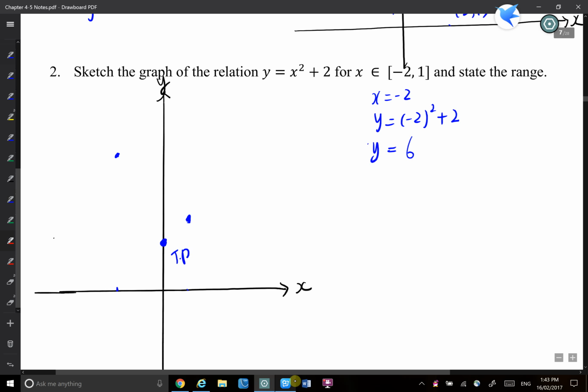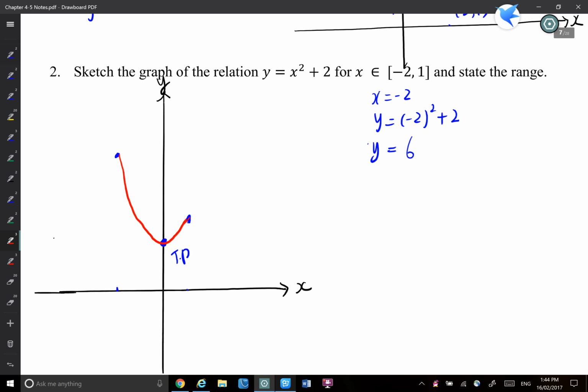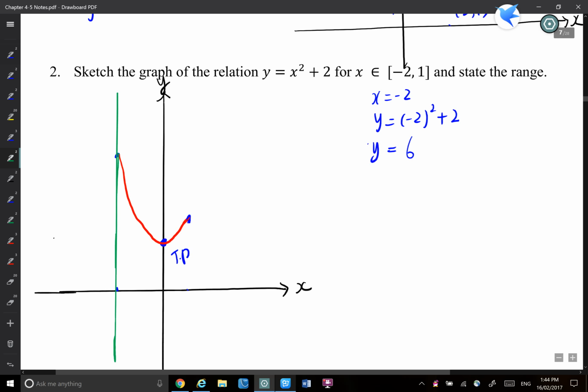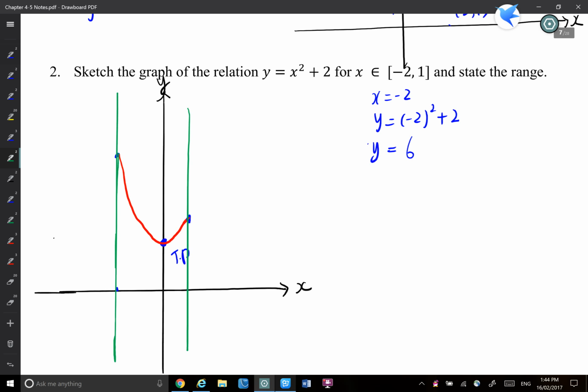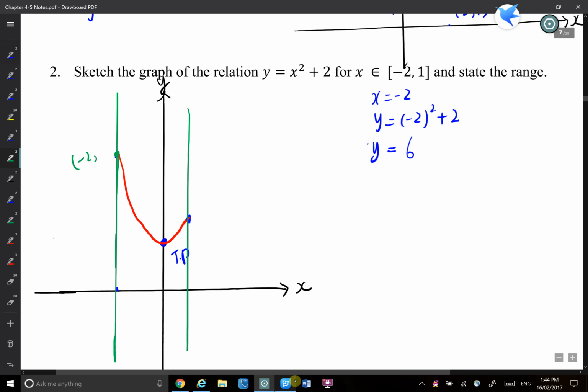Okay, if you connect those points, that's the shape of your graph, right? You cannot go beyond those points, because if I sketch x equals -2 and x equals 1, you will have the graph in between those two lines. Your x value will be in between those two lines, which means your graph must be in between those two lines. So the endpoints here are (-2, 6) and (1, 3), and the turning point is (0, 2).